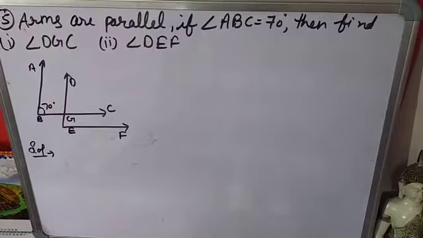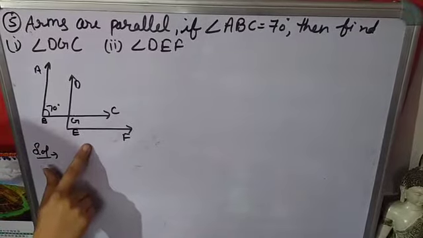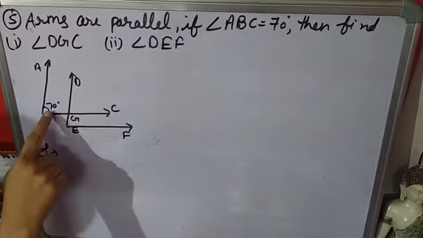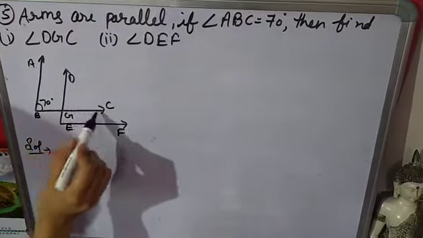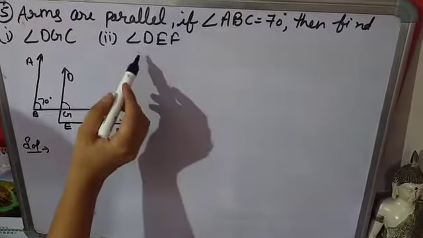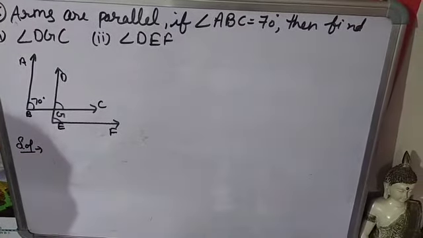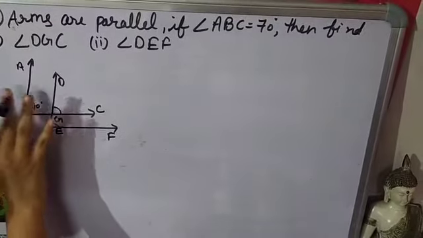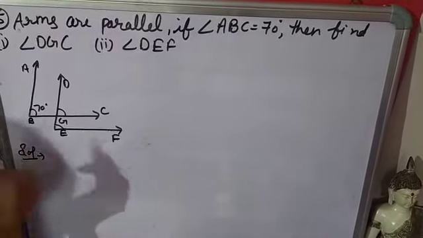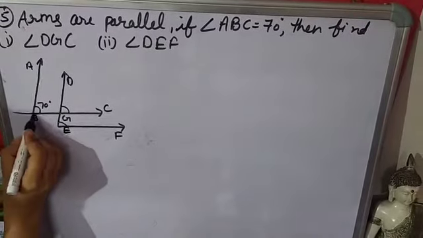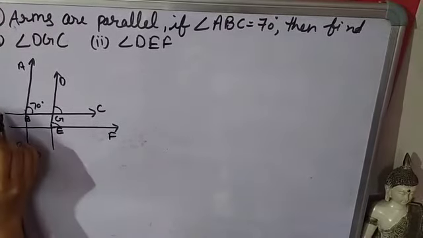The fifth question is: in this figure the arms of two angles are parallel. If angle ABC is 70 degrees, then find angle DGC, this angle, and find angle DEF, this angle. Now he is saying these arms are parallel. You know, we can extend parallel lines endlessly. So we will extend these parallel lines like this.